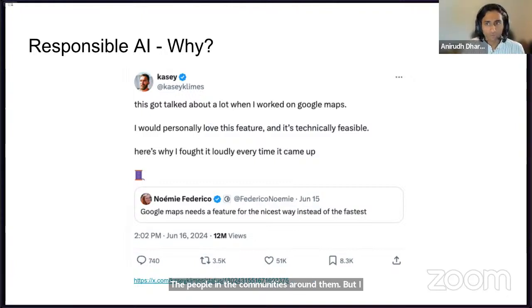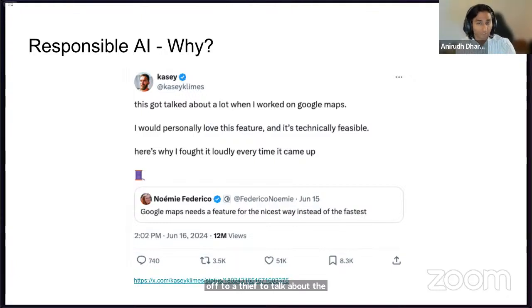I'm going to hand it off to Atif to talk about the responsible AI framework that Chip proposes.